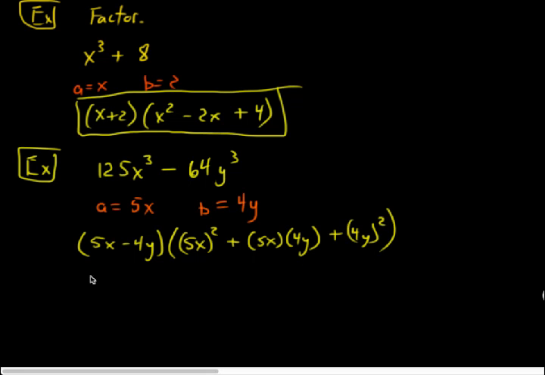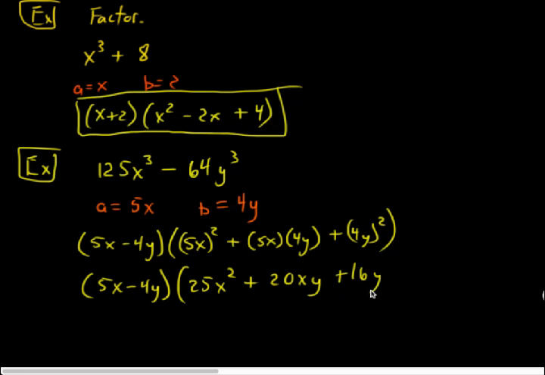And so now we can simplify this, so 5x minus 4y times, remember that I am allowed to distribute an exponent over multiplication, so I'm squaring both the coefficient and the variable. 5 squared, 25, x squared, plus 5 times 4 is 20, xy, and square both of these would be 16y squared.